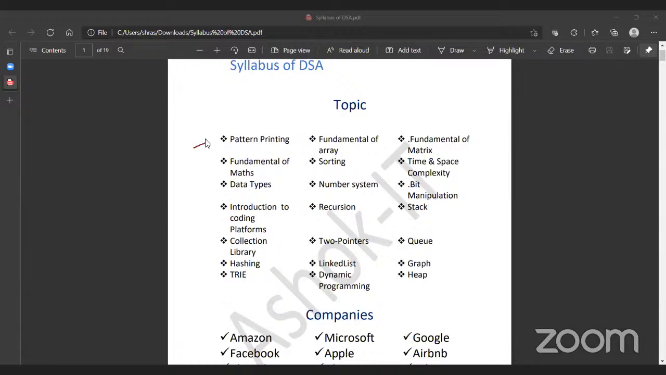First is pattern printing, like the initial pattern printing, fundamentals of array, fundamentals of matrix, and fundamentals of maths. These are some of the very basic topics from where we are going to start our course, because we don't want anyone to be lagging behind. It will keep you all in the flow with programming, and hence this batch is going to start from there. Is it clear to all?